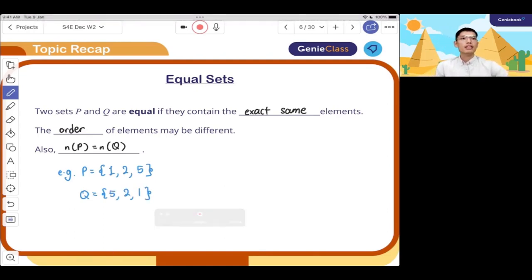Both of these sets are exactly the same because they have 3 elements and also all of them are the same as well. Like the elements themselves are the same and they have the same number. Okay, so that is the notion of equal sets. Okay, I hope this is clear.